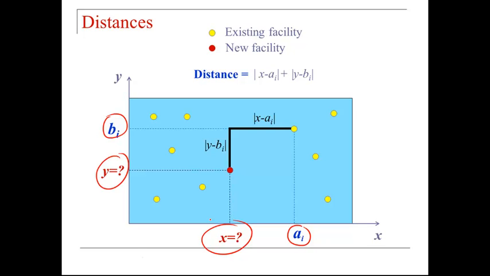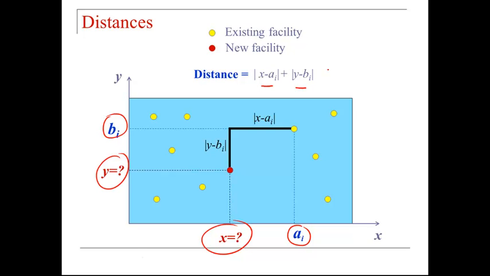If we want to compute the distance, let's assume the new facility is going to be located there, we can compute that distance by looking at x and y, a and b, using this equation. The distance is going to be the absolute value of x minus a, plus the absolute value of y minus b.